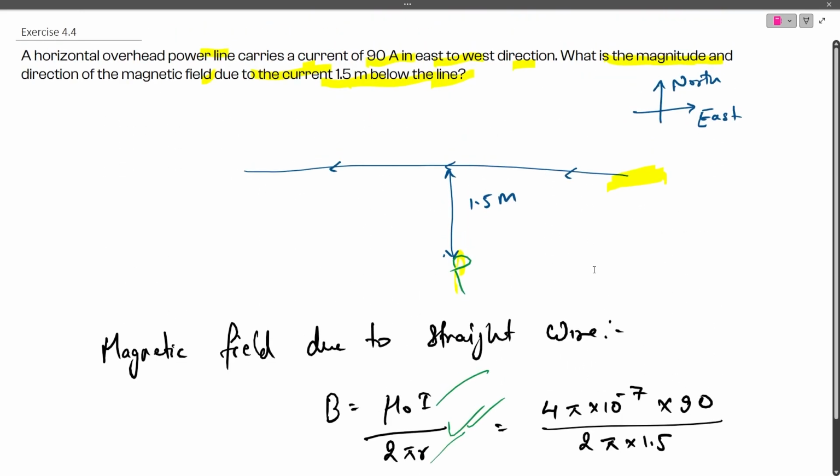Now again, we can find out the direction of magnetic field by using right hand thumb rule. So from right hand thumb rule, we can say that the direction of magnetic field at this point P is out of the paper, or we can symbolize it as a dot.